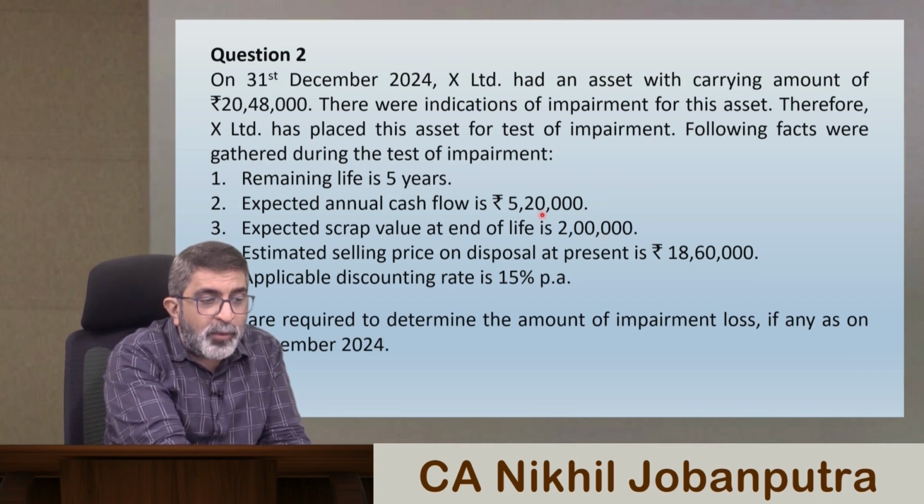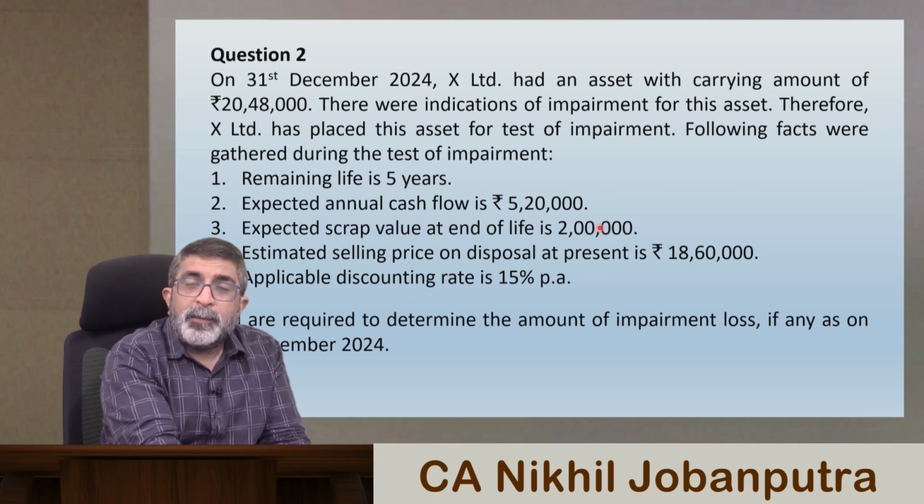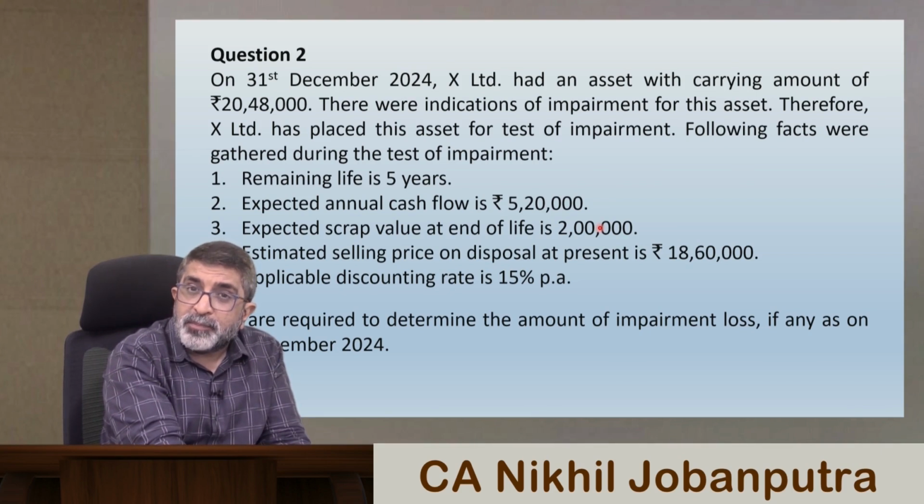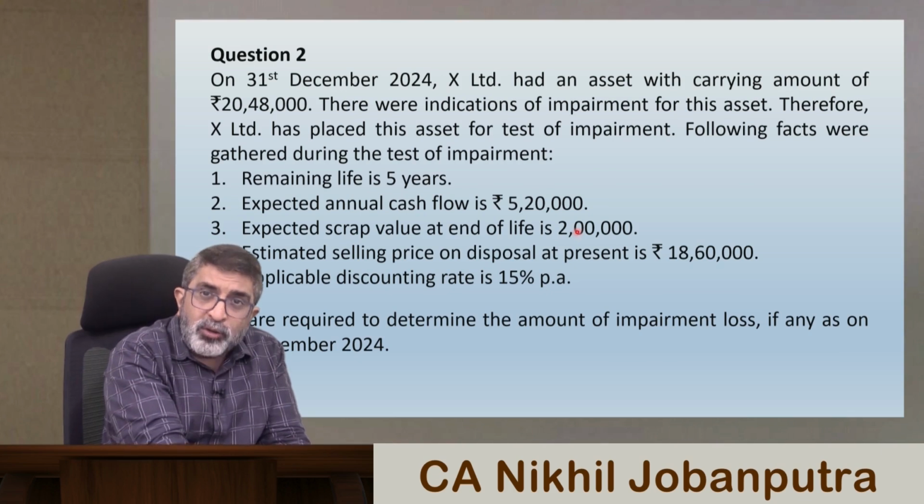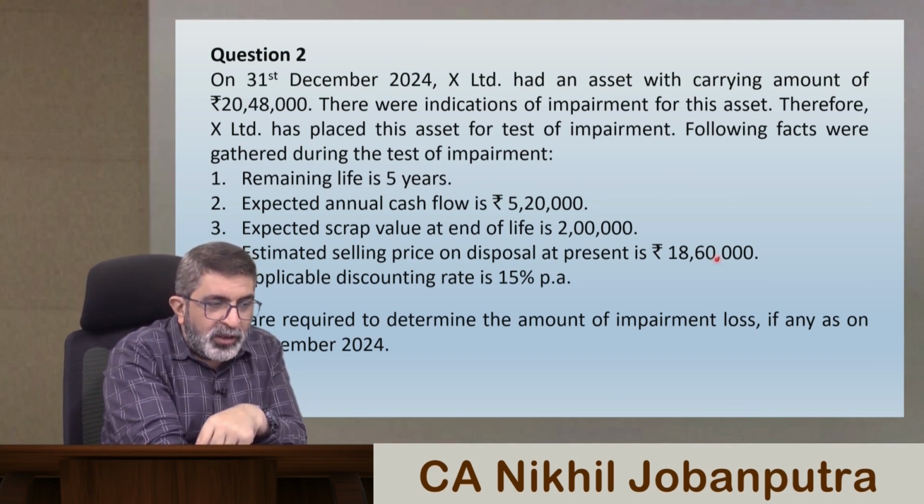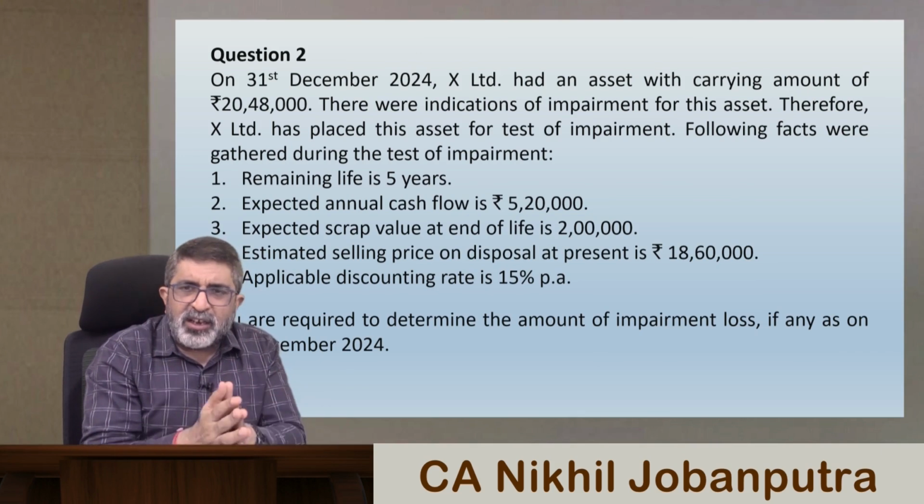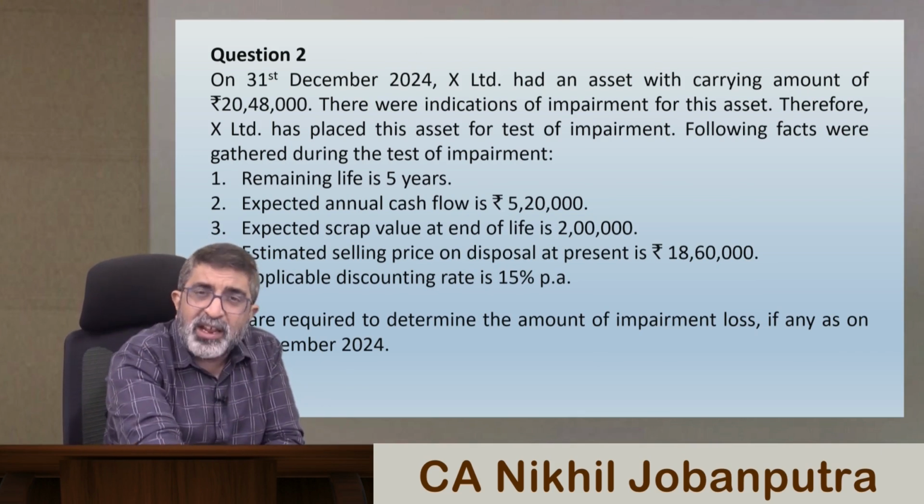That means apart from getting rupees 5,20,000 every year, you will also get rupees 2 lakhs at the end, that is on termination. As a scrap value you will receive rupees 2 lakhs. So this is also part of the future cash flows which will be discounted to its present value to arrive at value in use. Then the estimated selling price on disposal is given, other things remaining same. So more or less that is the additional point given in the question as scrap value. So how will you treat that?